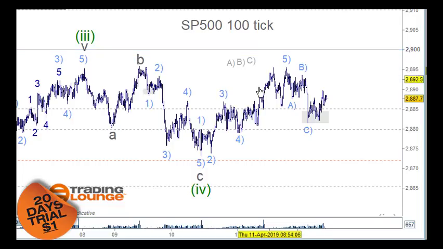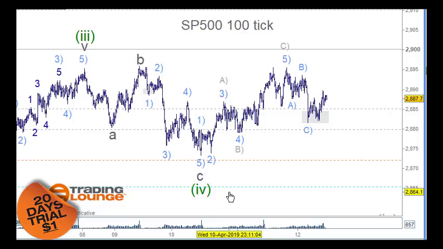So that's okay, but you could also count it the other way, which counts quite well as well, which would be the A wave here. So an A and a B and a C for the A wave, a B wave here, and a C wave here. And then that would leave us on the short side.